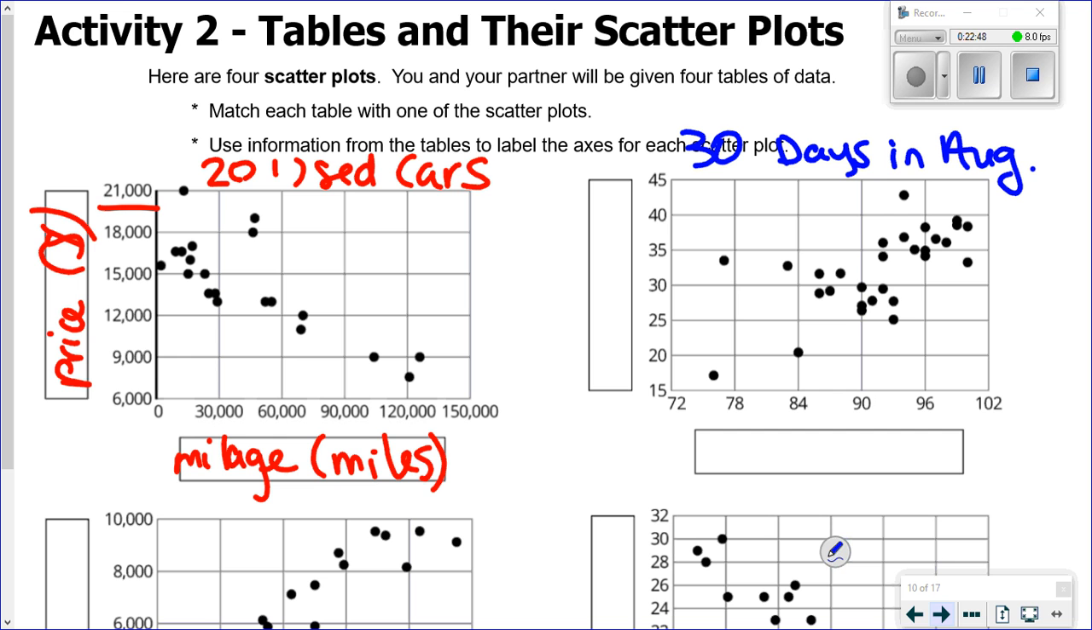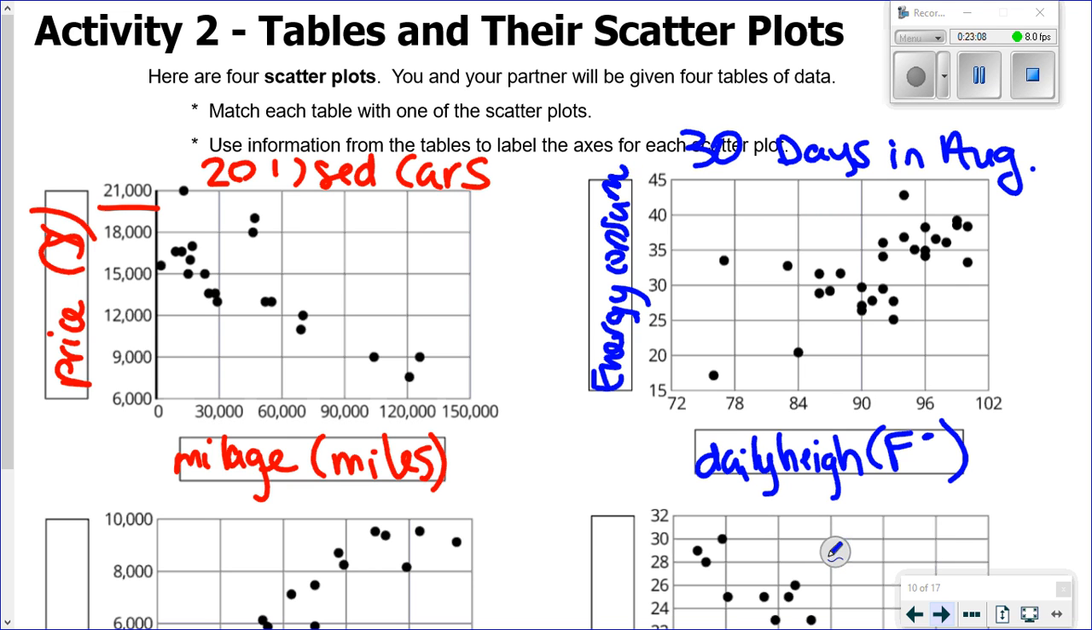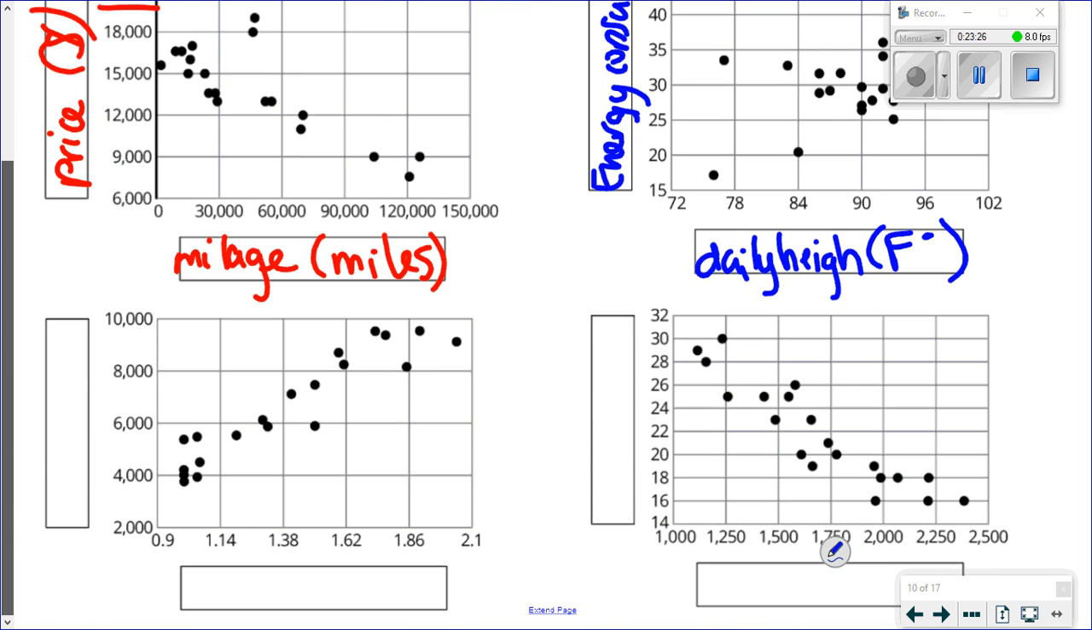So to me, this makes sense to label it daily high, and that's in degrees Fahrenheit, right? So with that said, then the y-axis should be labeled energy consumed in kilowatt hours. And again, that's kilowatt hours. Kilowatts. Sorry, I ran off the room there in my box. All right, so now, and again, you can always check that by testing a few of the points, right?